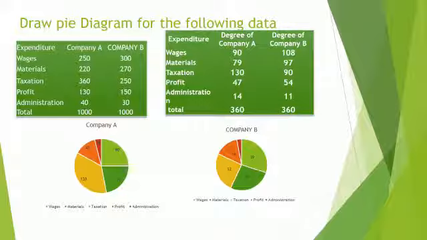In the same manner, we have to calculate for company B. Company B total is 1000. So 300 divided by 1000 into 360 degrees. Circular means it is converted into degrees, so the overall circular degree is 360. The first one is 108 degrees, the second one 97 degrees, 90 degrees, 54 degrees and 11. You have to add all these, and you get 360 degrees.